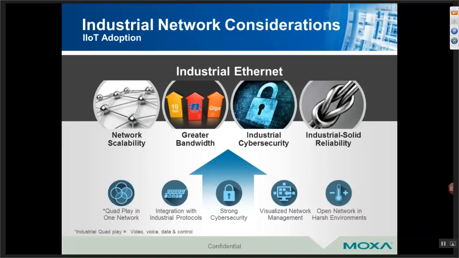And as more of the critical infrastructure is connected to a common Ethernet network, industrial cybersecurity becomes a big issue. And that's not just to protect against malicious attacks, but also unintentional attacks. And then the foundation of industrial networks has been reliability.